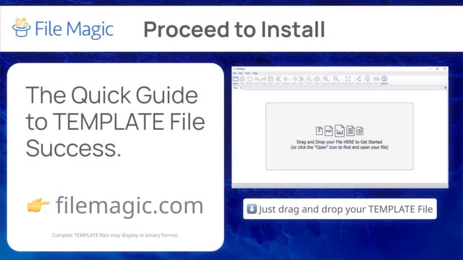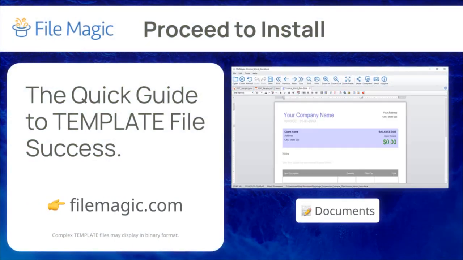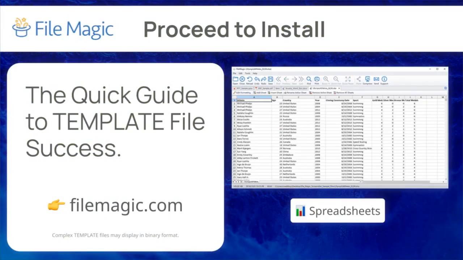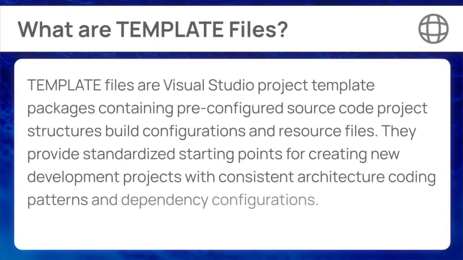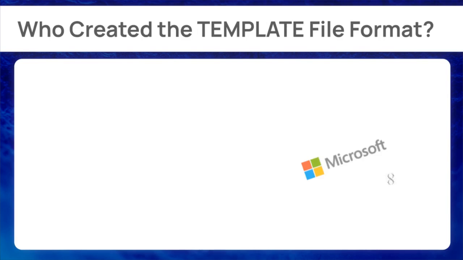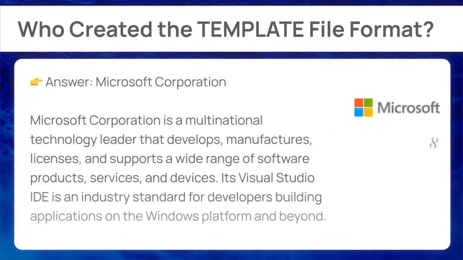Near the end, we'll discuss the essential features of a professional-grade template file inspection tool that supports hundreds of other formats as well. Template files are Visual Studio project template packages containing pre-configured source code, project structures, build configurations, and resource files. They provide standardized starting points for creating new development projects with consistent architecture, coding patterns, and dependency configurations.